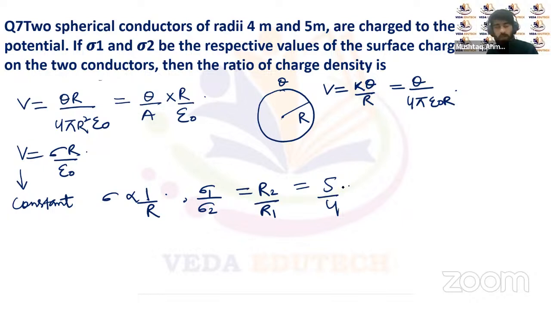So the only concept we used here is that we wrote down the equation of the potential and manipulated it in terms of the charge density to find the relation between sigma and R. We found that sigma is inversely proportional to R, provided the potential is constant. Then sigma 1 over sigma 2 is equal to R2 upon R1, which is 5 upon 4.